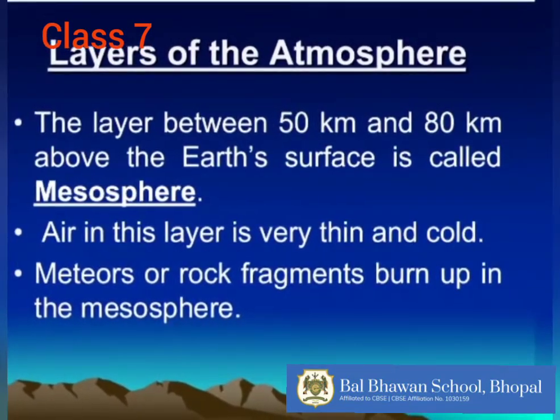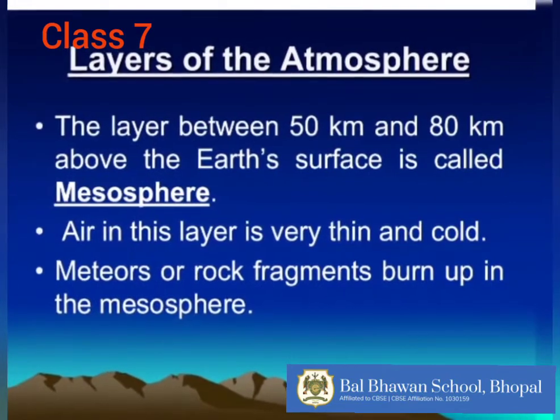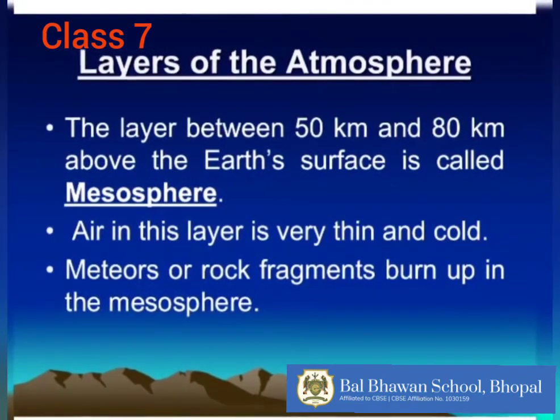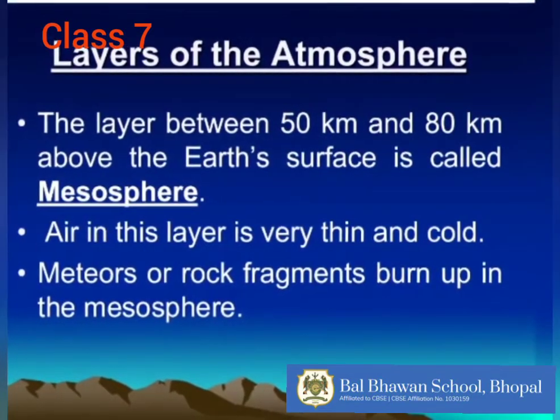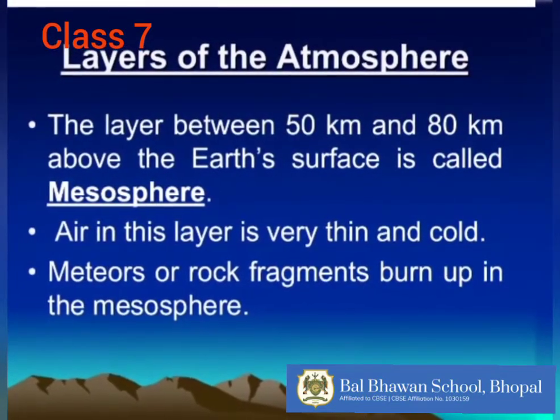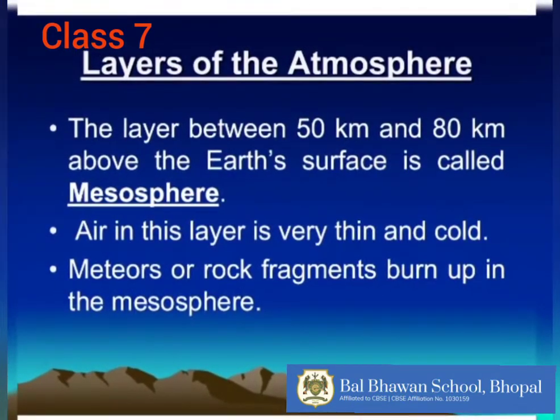The next layer is mesosphere. This is the third layer of the atmosphere. It lies above the stratosphere. It extends up to a height of 80 kilometers. Meteorites burn up in this layer on entering from space.